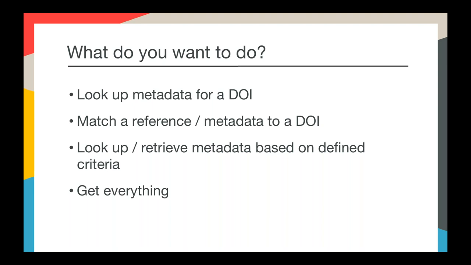You can also browse for metadata by providing some broad or specific parameters, like, for example, give me all metadata records for this author name and journal title with retractions. Sometimes you just might want everything. You might just want all of our data.